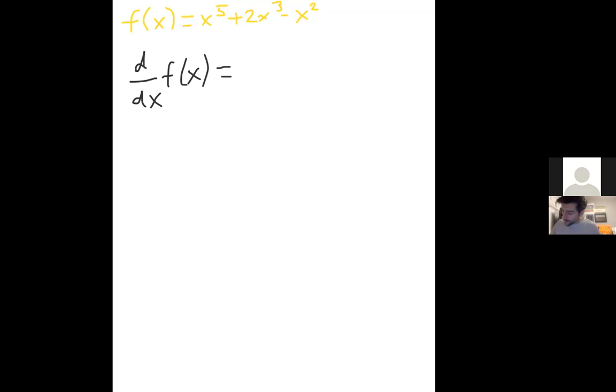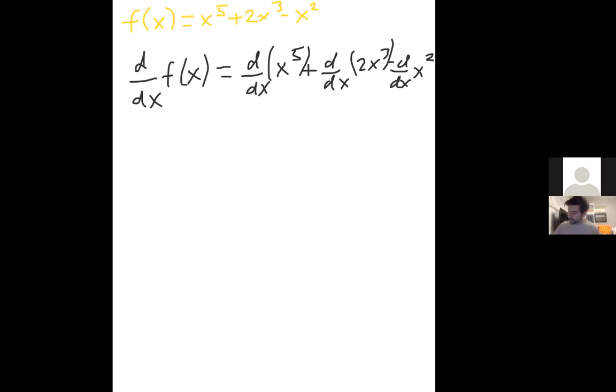So what I'm arguing is this, that the derivative of this f of x function is equal to the derivative of x to the fifth plus the derivative of the function 2x to the third, and then minus the derivative of x squared. And technically, I could put it in parentheses if I wanted to. I could say the derivative of these functions, but it's not absolutely necessary. And so now I'm going to apply each derivative rule.